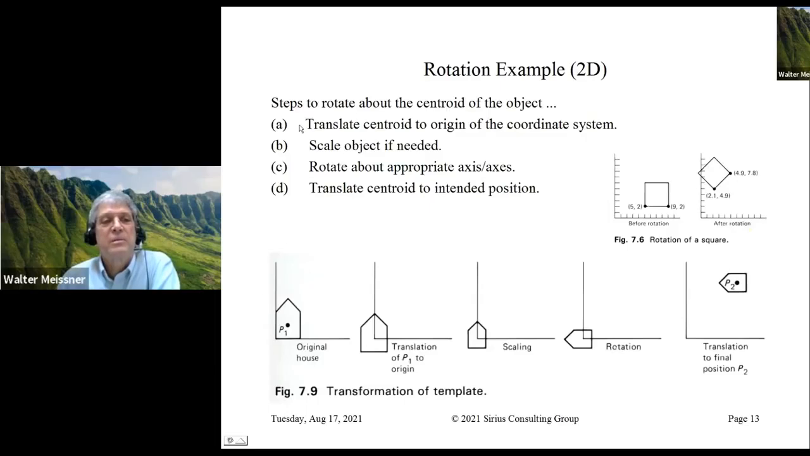Okay, so here's a rotational example in 2D. The steps are: translate the centroid to the origin of the coordinate system, scale the object if needed, rotate about the appropriate axis or axes, and translate the centroid back to the intended position.